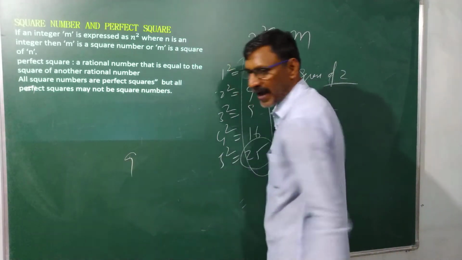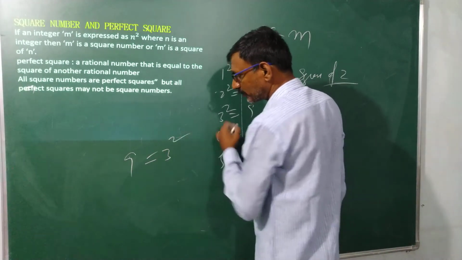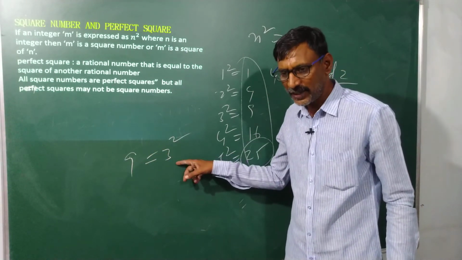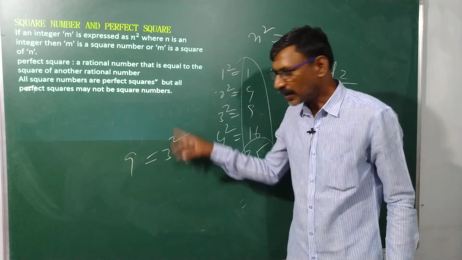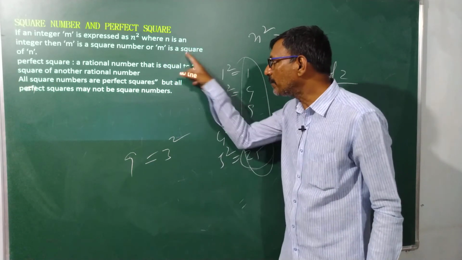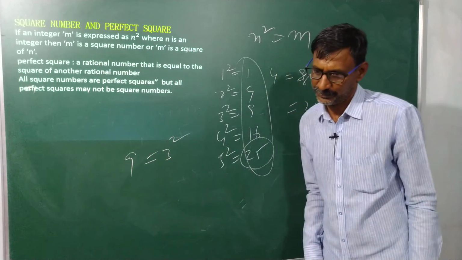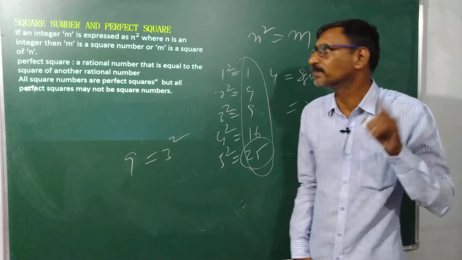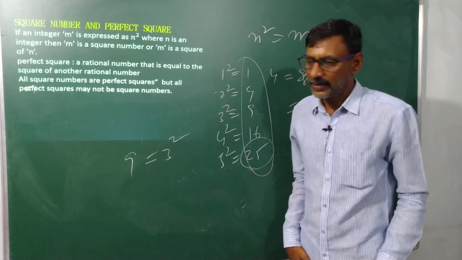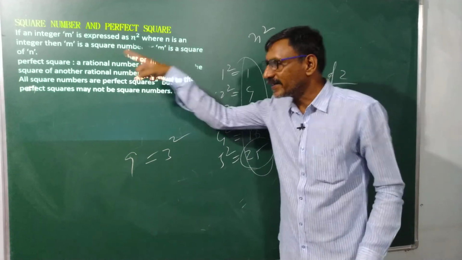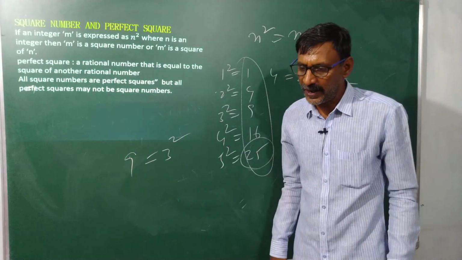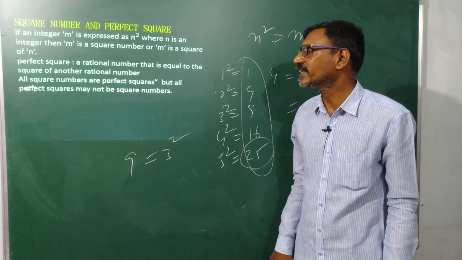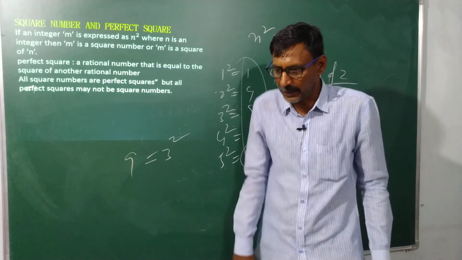Suppose I have 9, we can write 3 square. That means 9 is also called the square of 3. Similarly, m is the square of some n. If m is an integer that can be expressed as some n square, where n is an integer, m is called a square number, and also m is the square of n.